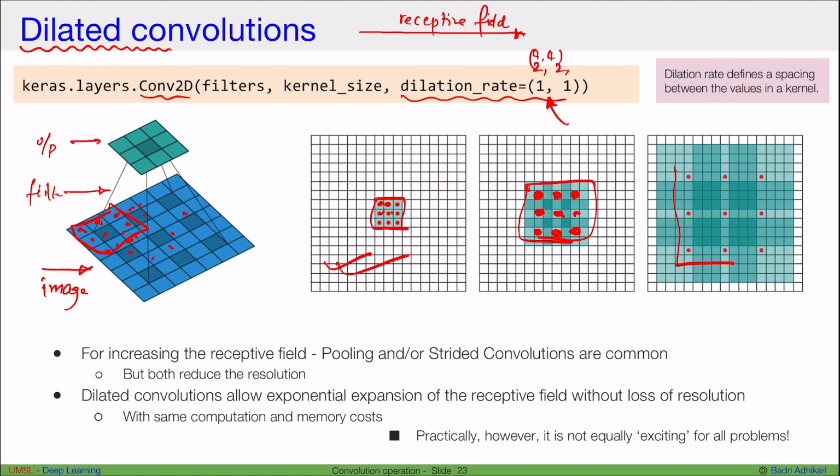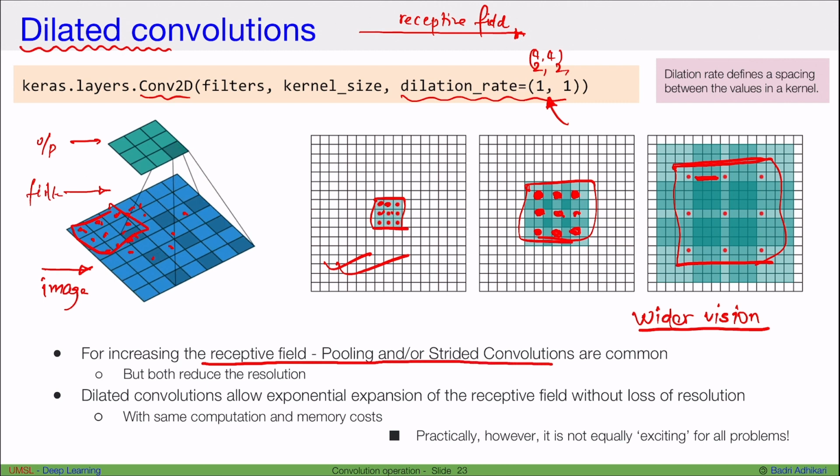Similarly, I can increase the skipping to 2 each time. Here I skipped 1 at a time, here I could skip 3 at a time, and then have even a wider vision of my input. So the overall idea is to increase the receptive field. For increasing the receptive field, pooling and strided convolutions are common, but both reduce the resolution. When we do max pooling, we are taking the maximum out of the 4 by default, skipping some of the important details that are out there. So pooling works, but dilation could work better.